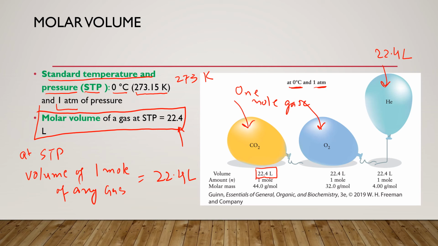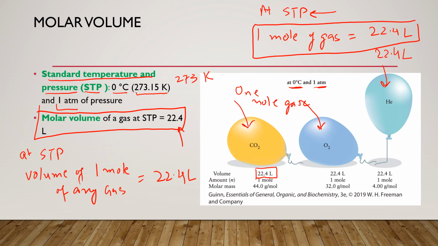We can use the molar volume formula as a conversion factor. We can write at STP. This is important. This can only be used at standard temperature and pressure. 1 mole of gas is equal to 22.4 liters. So we can use this statement as a conversion factor to solve many problems.